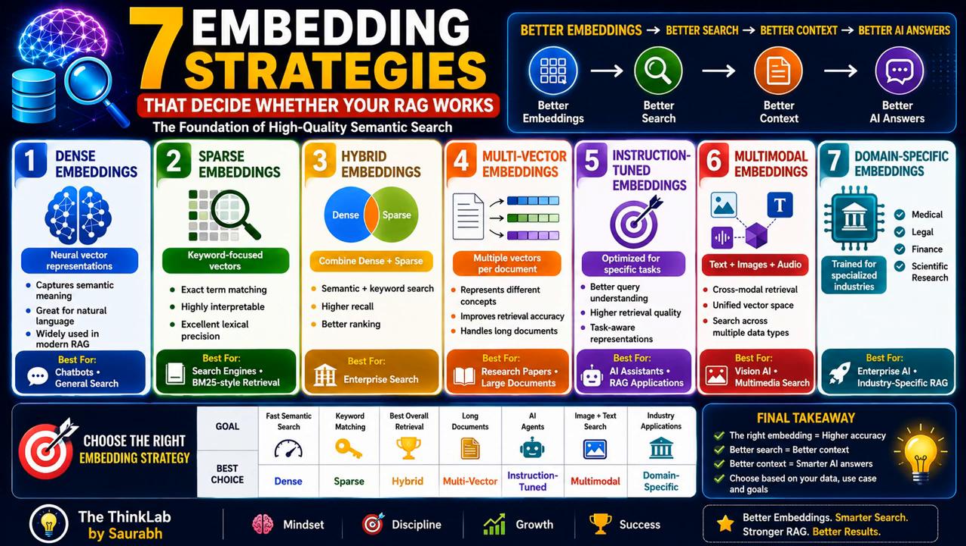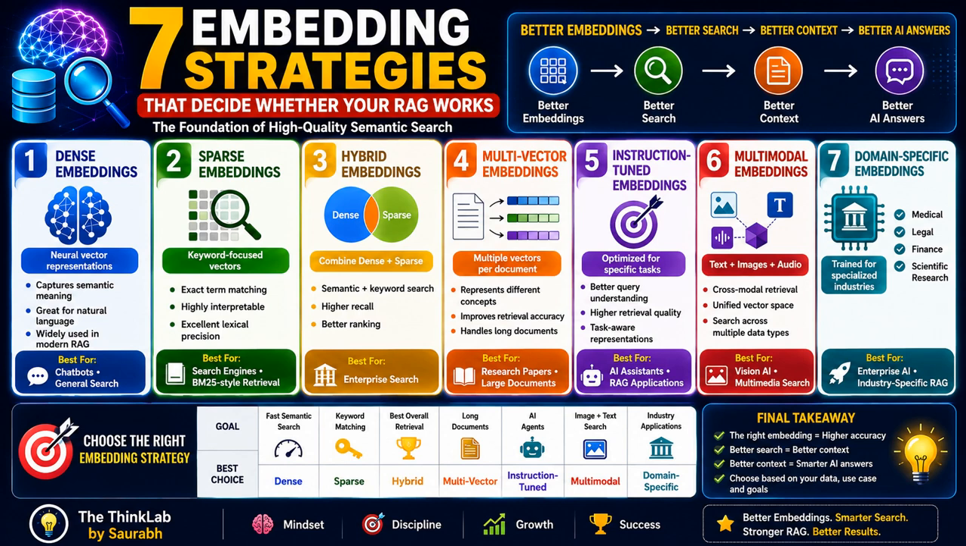So now let's explore the 7 embedding strategies, right? The number one strategy is dense embedding. This is the most commonly used embedding type. Each document is converted into a dense vector and every value in the vector contains semantic information. Dense embeddings understand the meaning of the sentence and they work very well for natural language. They can find similar ideas even if different words are used. This is why most modern RAG systems use dense embedding. They are ideal for chatbots, question answering and semantic search.